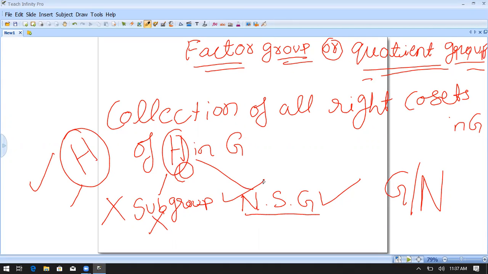So write the definition like this: the collection of all right cosets of H in G is called a factor of a group or a quotient of a group. Here we write it as FG or QG. If you write this much, it's enough. You need not write more than this.